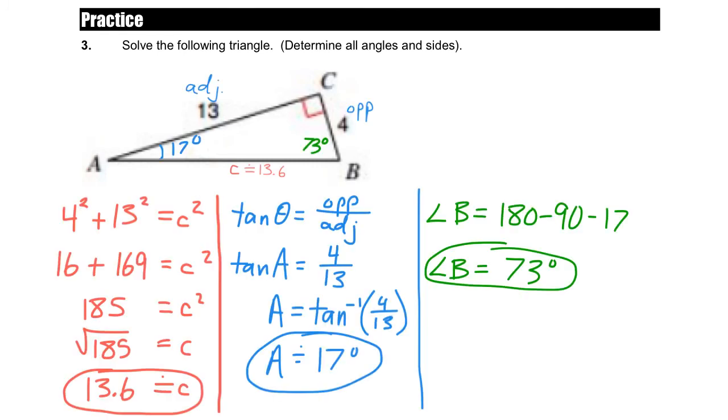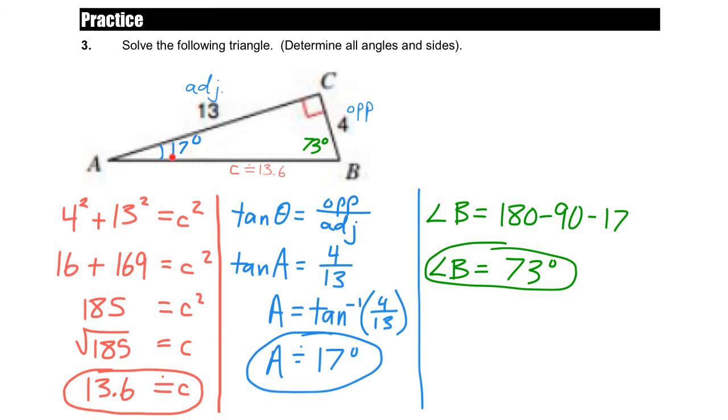I started by finding the missing side. Since this is a right triangle and I know two sides, I can use Pythagorean theorem to find the third. I labeled it as side C because it's opposite angle C, and this is the hypotenuse, so I make sure I put my unknown in the hypotenuse spot. Then I just plug in my other sides, do the math, remember to take the square root, and I end up with about 13.6 as this missing side length.